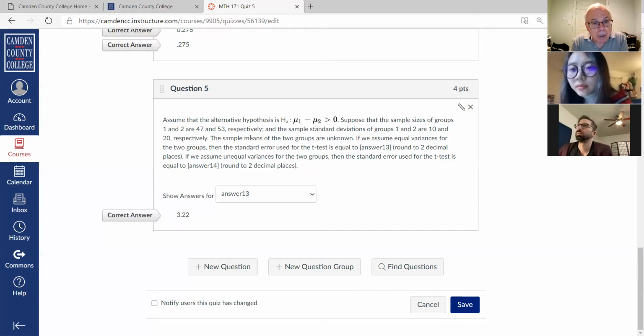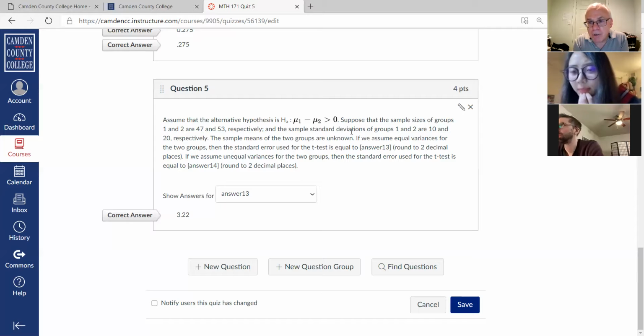If we assume equal variances, that's the first column of that page where we have those formulas. We assume equal variances for the two groups, then the standard error used for the t-test is equal to blank. All of you got this wrong also. But it's not a hard problem, because now you should know that for a significance test, the denominator of the test statistic is the standard error.